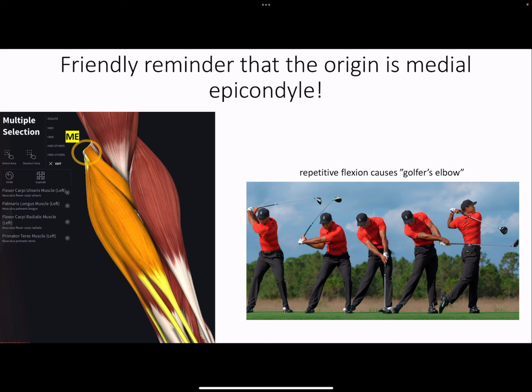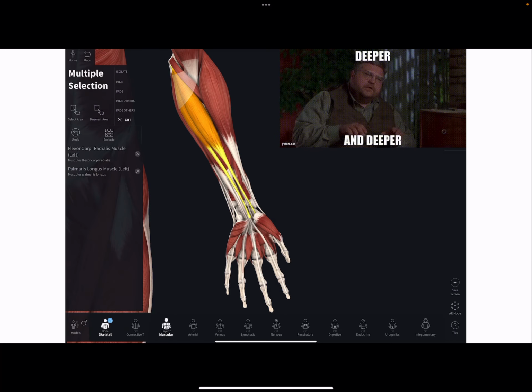So again, everything here is the medial epicondyle, and notice the motion that Tiger is doing here. These are all flexion motions. If you repetitively flex the elbow enough, it can cause irritation, it can cause inflammation, that causes pain. This is known as golfer's elbow.